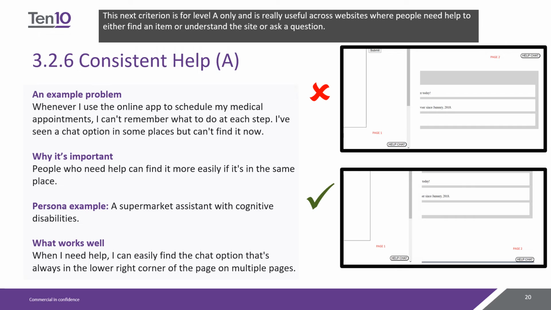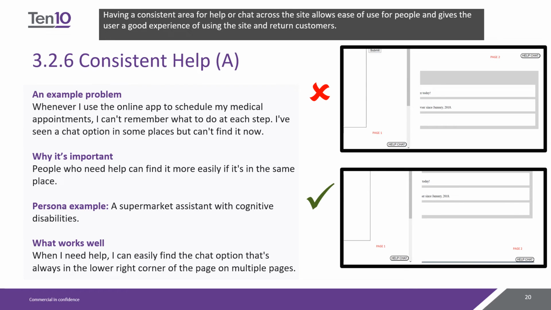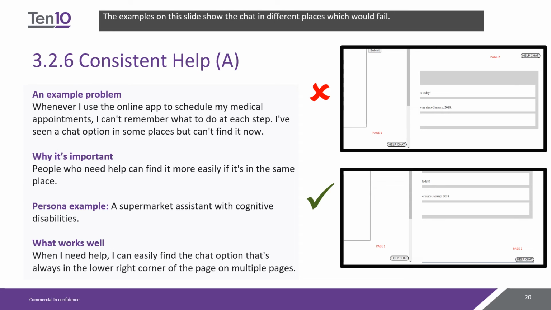This next criterion is for level A only and is really useful across websites where people need help to either find an item or understand the site or ask a question. This guideline ensures that any help or chat options across the site are in the same lower right corner across all pages to make the site consistent. Having a consistent area for help or chat across the site allows ease of use for people and gives the user a good experience of using the site and return custom, hopefully. The examples on this slide show the chat in different places, which would inevitably fail.